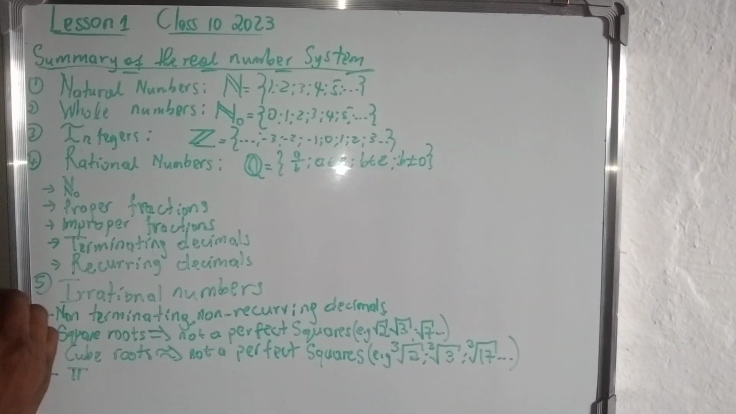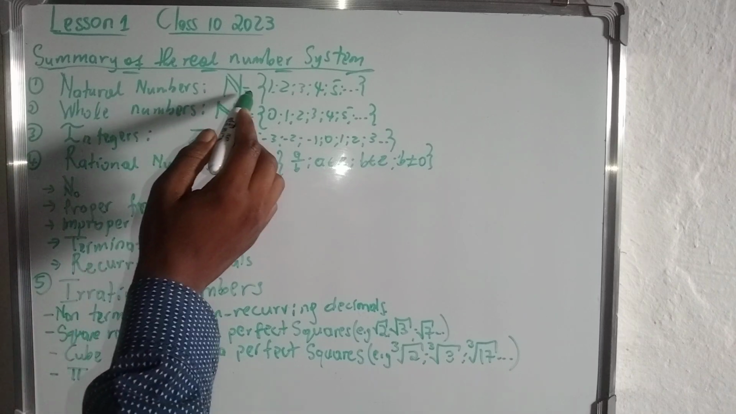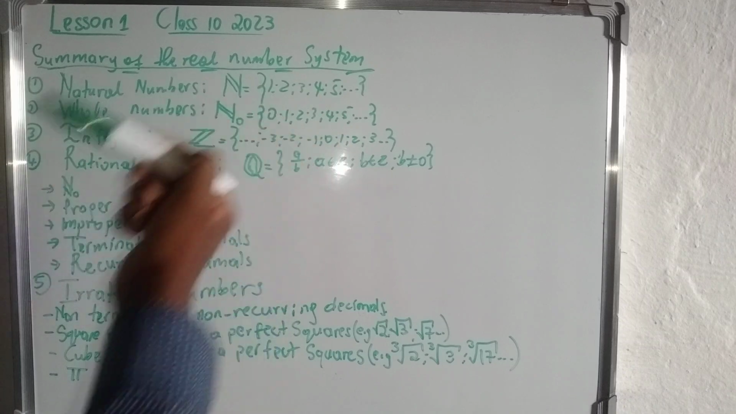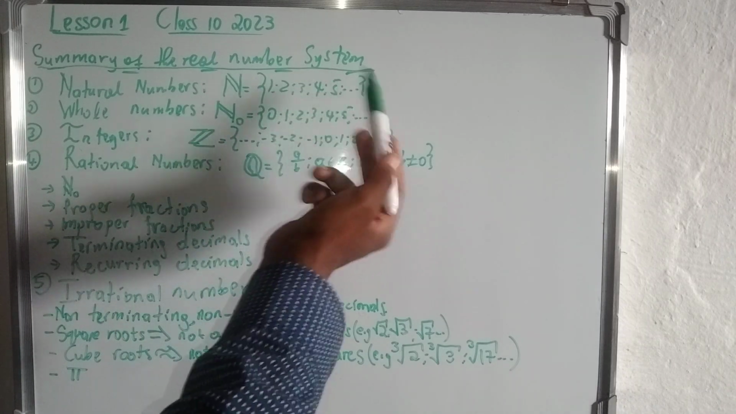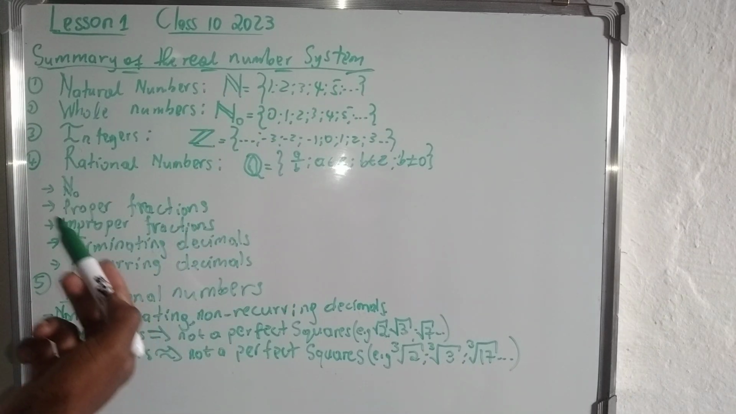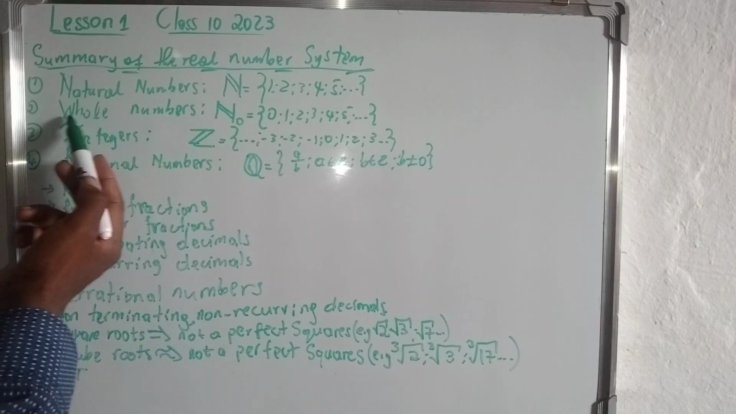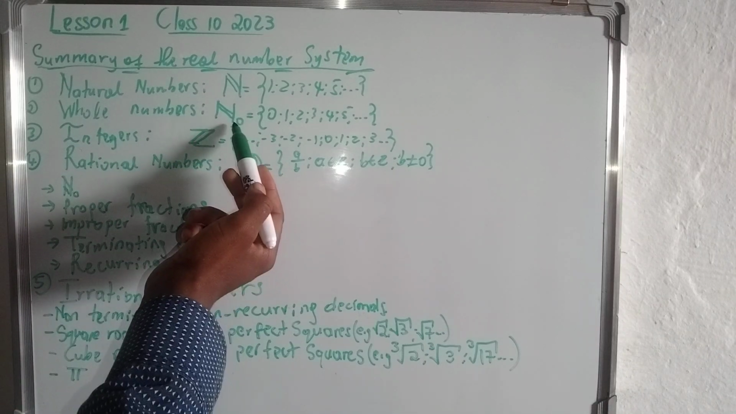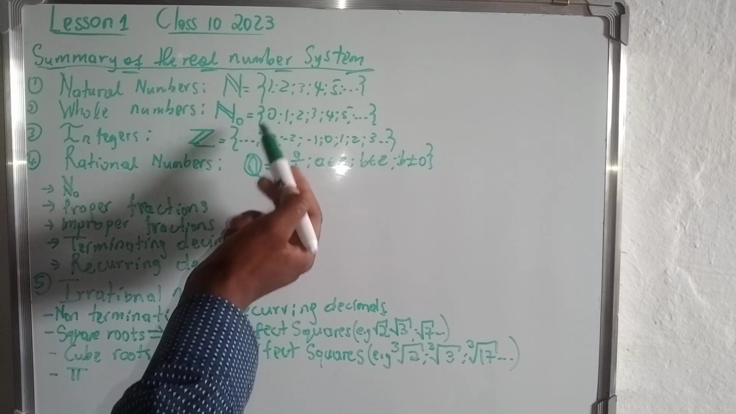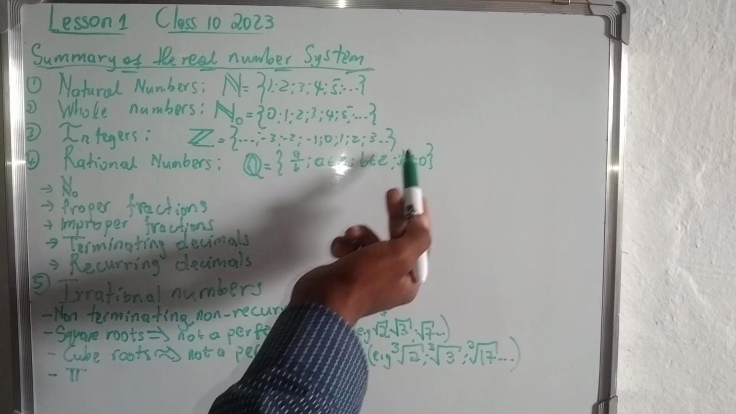So the first one is the natural numbers. Natural numbers, for example, 1, 2, 3, 4, 5, so starting from 1 up to 5 and so on. These ones are known as natural numbers. And then secondly, we have whole numbers. Here's the symbol for whole numbers, starting from 0, 1, 2, 3, 4, 5 and so on.